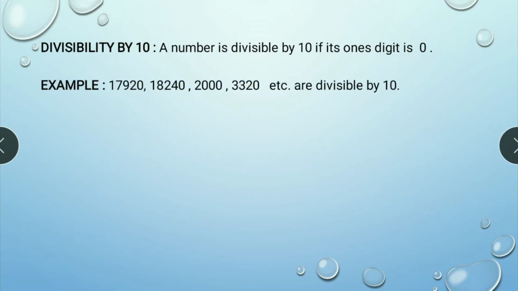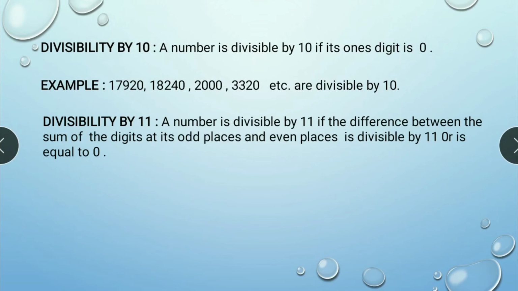See, here we have some of the numbers which have 0 at ones place. Here it has 0, then here also it has 0 at ones place, here also 0 at ones place, then this number is also having 0 at ones place. Hence these numbers are divisible by 10. Understood? Good. Now let's see divisibility by 11.